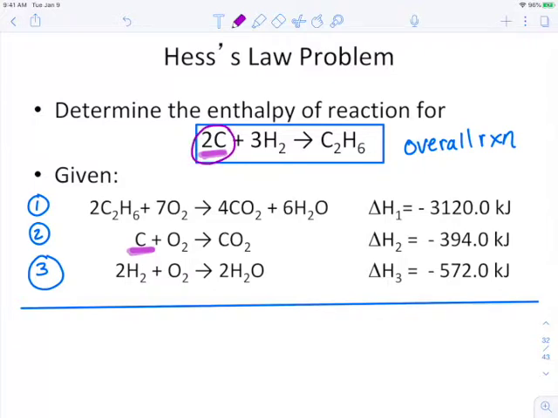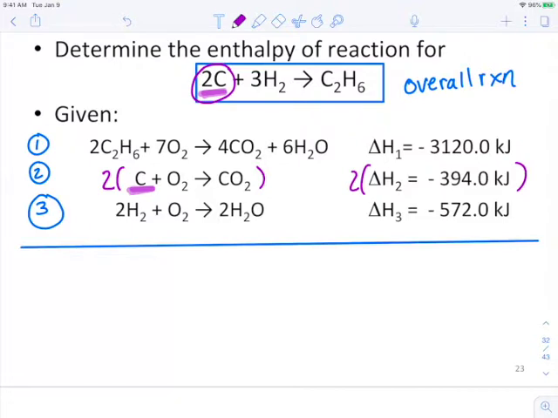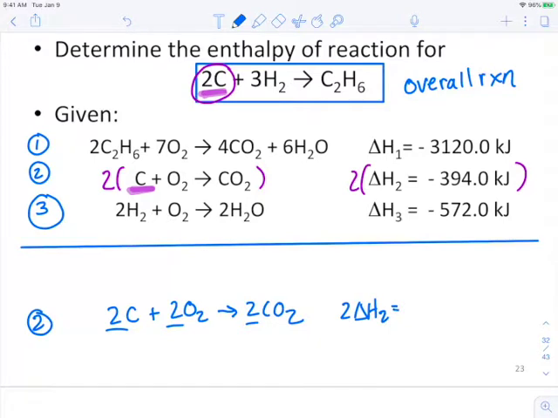We needed 2 carbons, but we only had 1. So what we're going to do is multiply this entire reaction by 2, and we will also multiply the delta H by 2. So now I'm going to rewrite number 2 down here. Let me actually change it back to blue. And I am going to multiply everything by 2. So I'm going to say there's 2 carbons plus 2 oxygens, 2 O2s I should say, going on to 2 CO2s. So I have doubled everything, and now we're going to double the delta H. So we're going to say 2 times delta H2, and then we're going to actually do that calculation. So it looks like negative 394 times 2, and now we have negative, looks like 788 kilojoules like so.